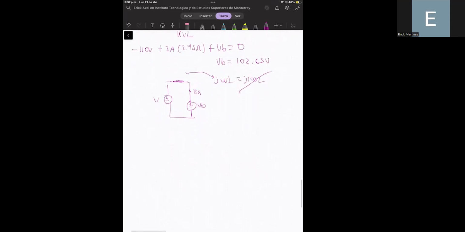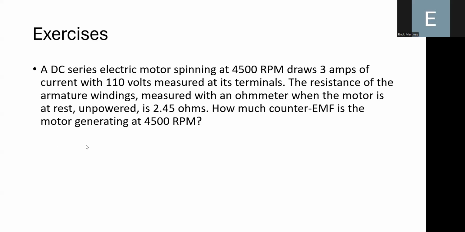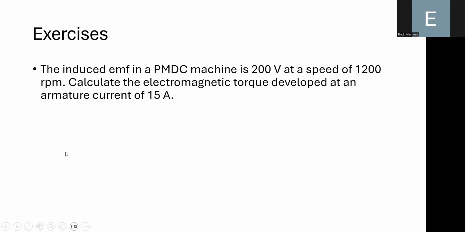So based on this, we can make another example. Just one moment, let me share my screen. So here we have another example. They are telling us that we have the following permanent magnet DC motor. We have a permanent magnet DC motor.